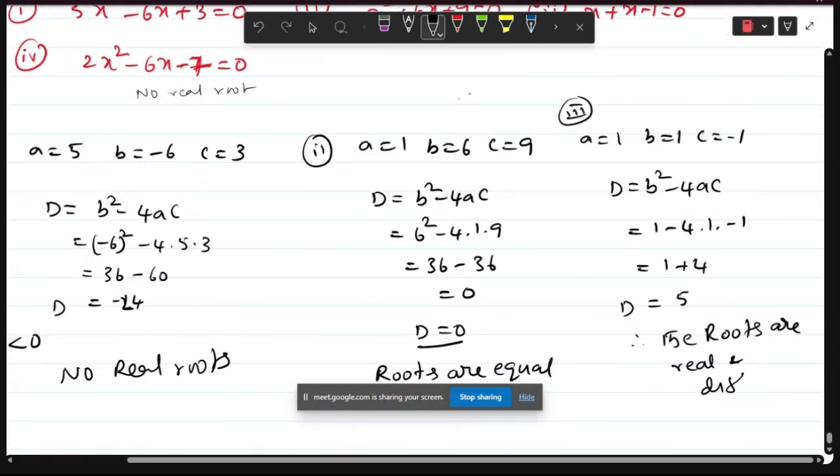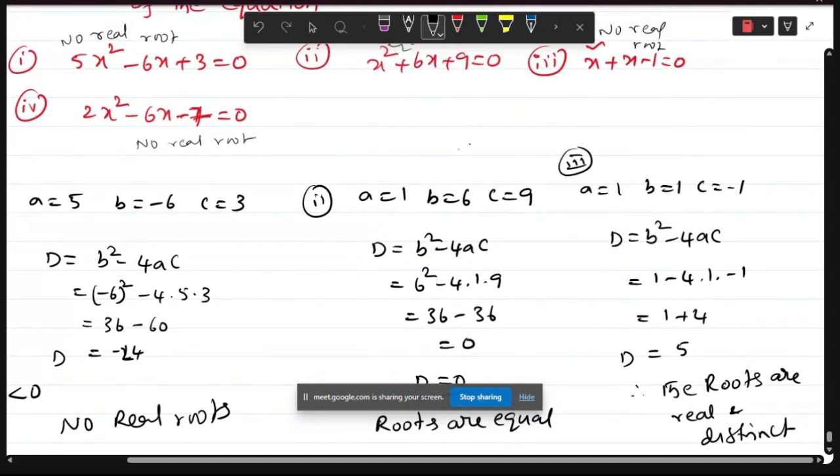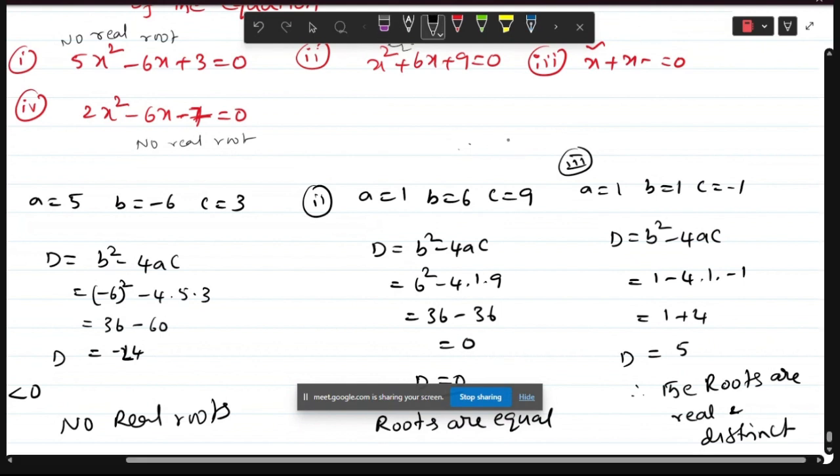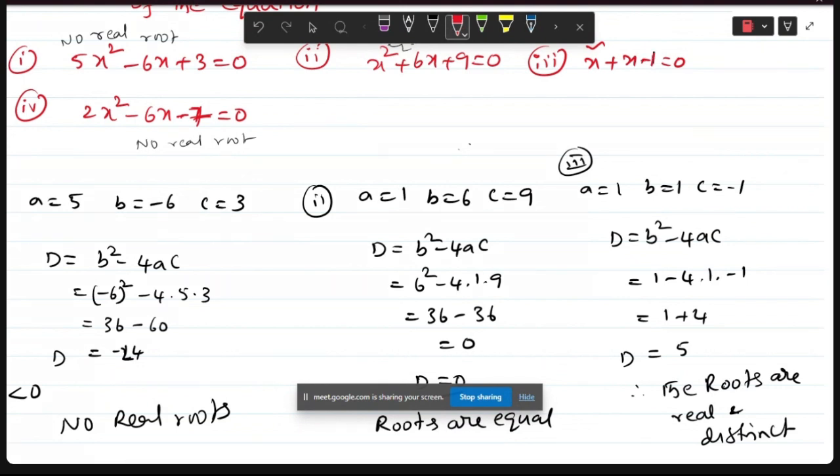Arav, your answer is wrong only. So for the third one, check it. Your answer is wrong. In third one, what is the answer? Okay, so I didn't take the minus, sir. That's why. Yes, yes.